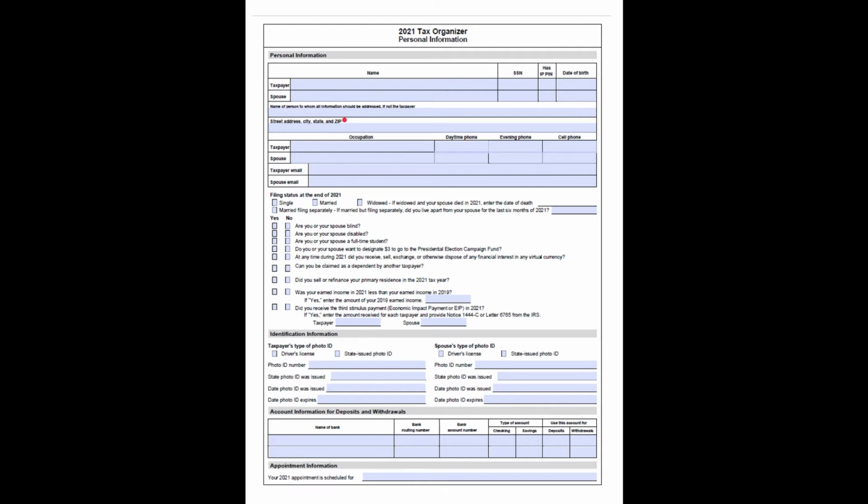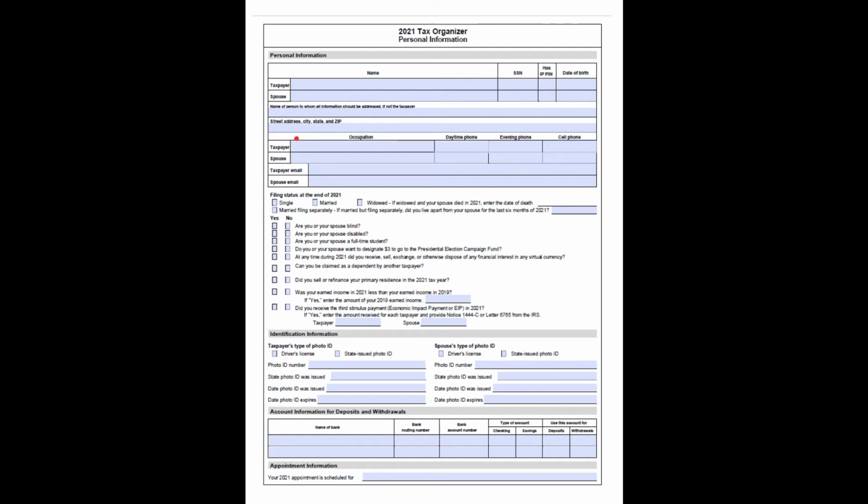The next line is the name of the person to whom all information should be addressed, if not the taxpayer. So this is going to be in the event that perhaps this tax organizer is being prepared for a dependent, or this tax return or organizer is being prepared for someone to whom you're the power of attorney. In those types of instances, you're going to go ahead and put your name here so that we know who to contact. And this street address is going to be the address that shows up on the tax return. This should be your primary residence address.